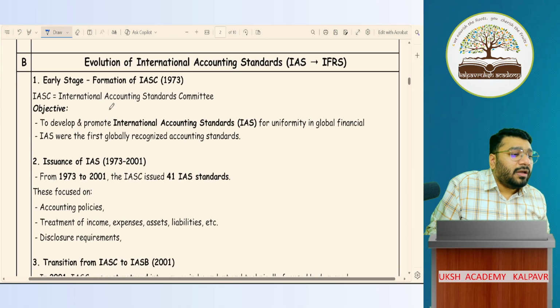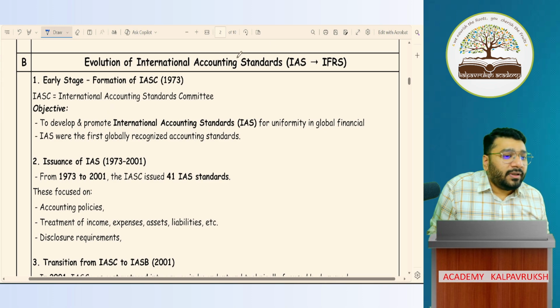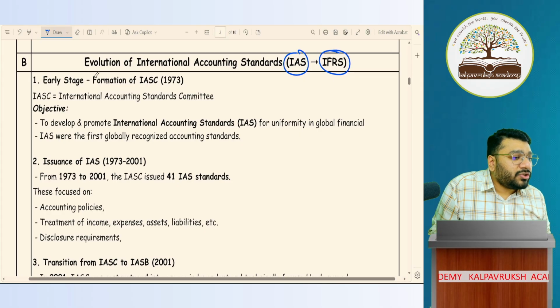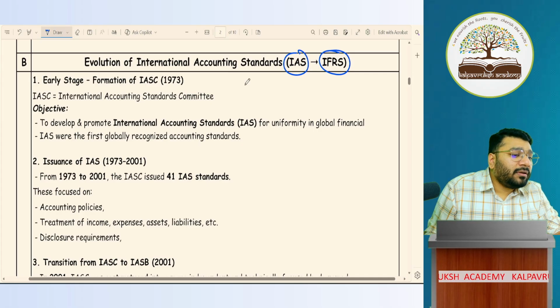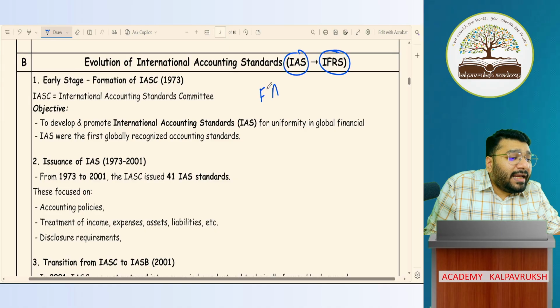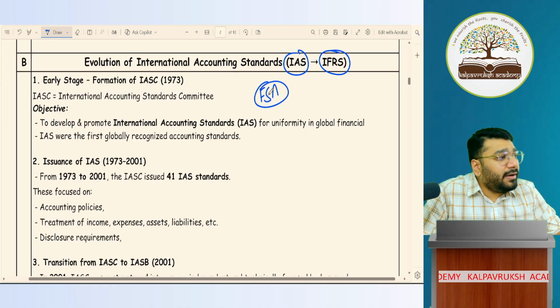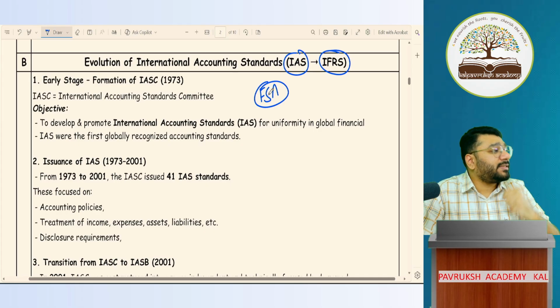Next, let's talk about the evolution of IAS and IFRS. So all of you know that in 1929, what happened? The Great Depression. What happened during that period? There was a crash in the stock market. Which stock market? The New York stock market, on Wall Street. There was a huge crash. Why did this crash happen? Because the financial statements that they prepared did not have a strong accounting standard as a base.